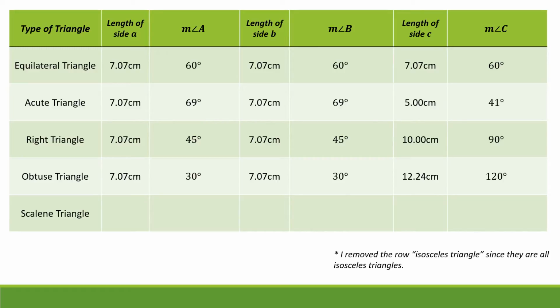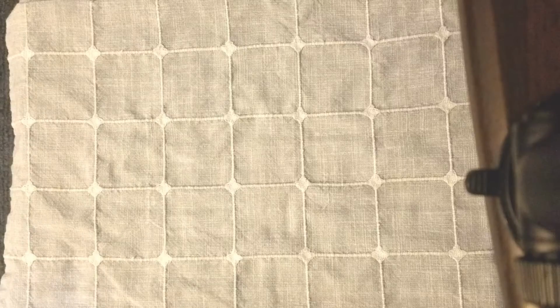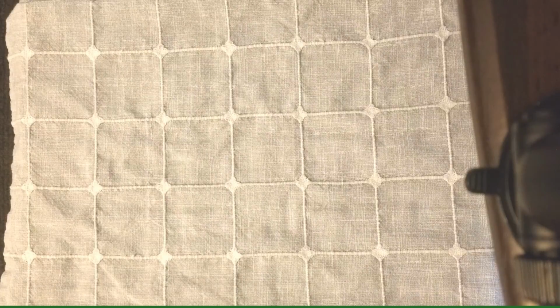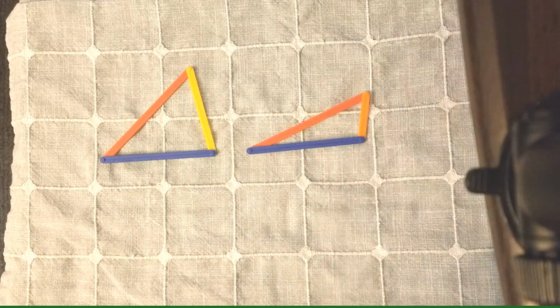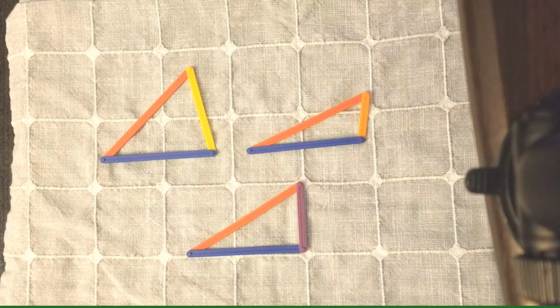Comparing across triangles, we also notice that when the angles go up, for example, here I look at angle C and it goes up from 41 to 120, the length of opposite side c, starting from 5 and going all the way up to 12.24, is also going up. This seems worth investigating. Since I only made isosceles triangles, I decided to make 3 different scalene triangles and measure their angles as well.